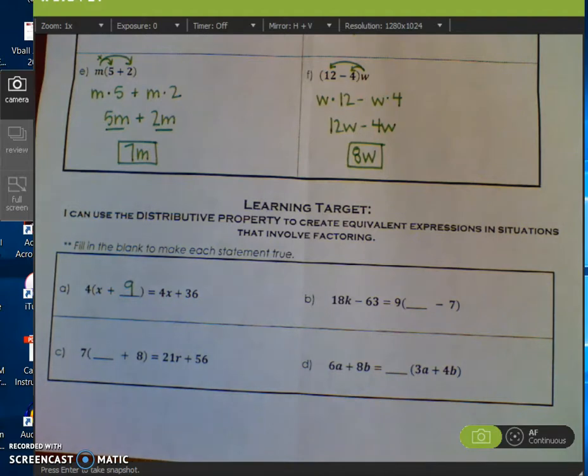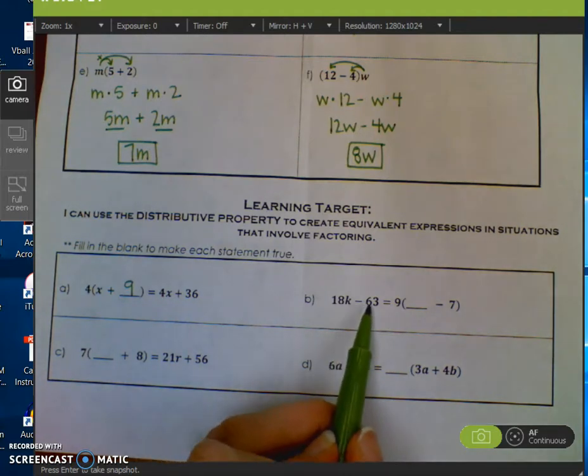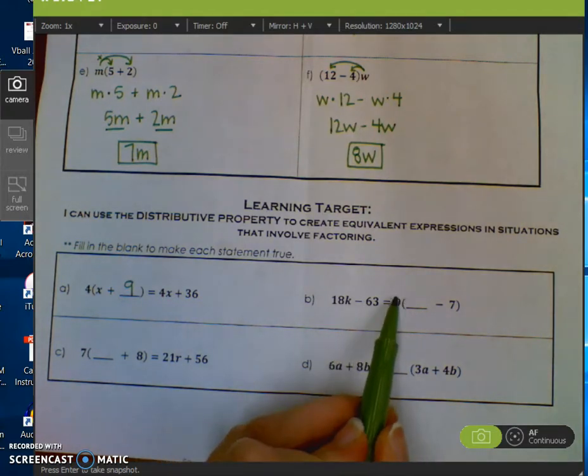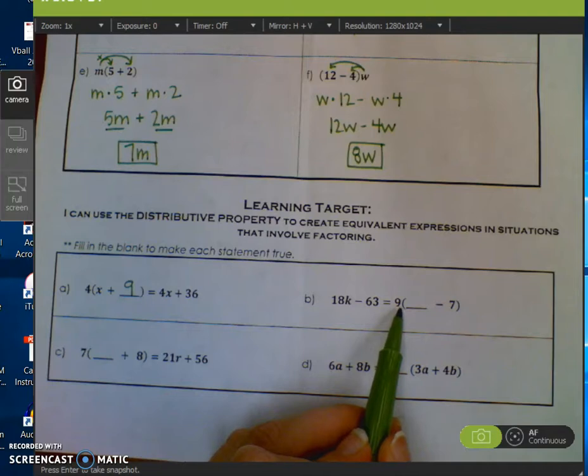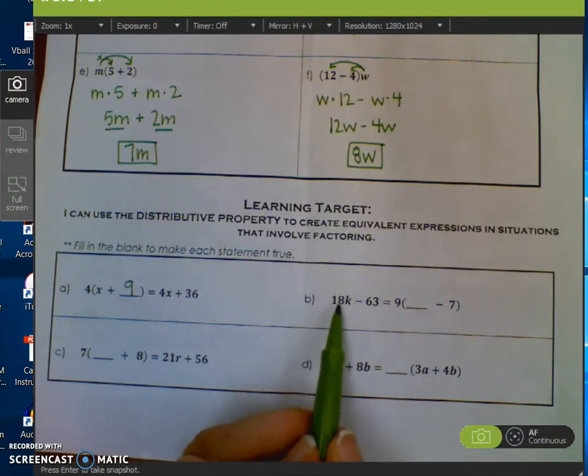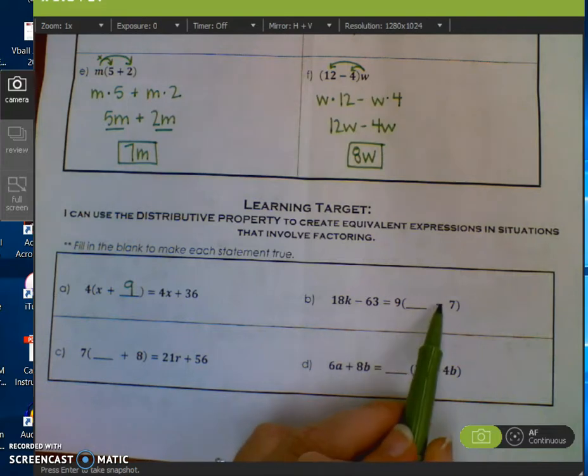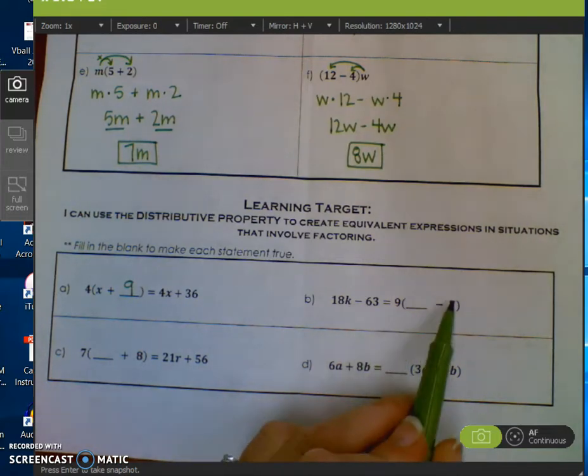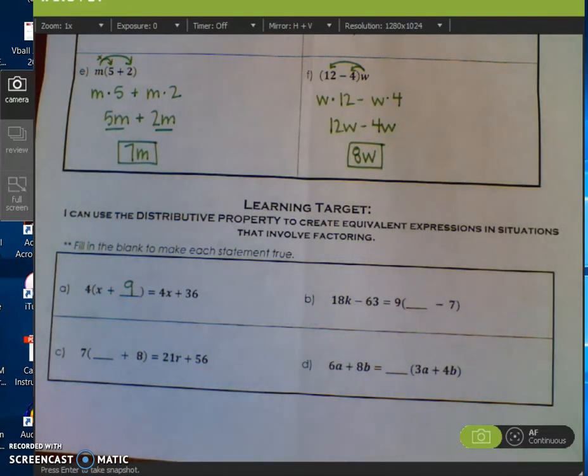Let's look at one more together here. We've got 18k minus 63. They've put 9 on the outside. So I'm thinking, okay, well, 9 times blank is going to give me 18k. They brought their minus sign over. And 9 times 7 does, in fact, give me 63.